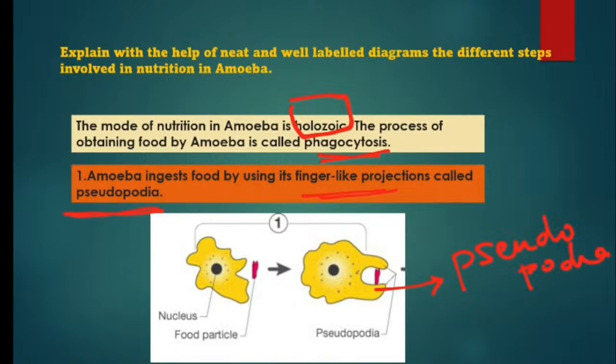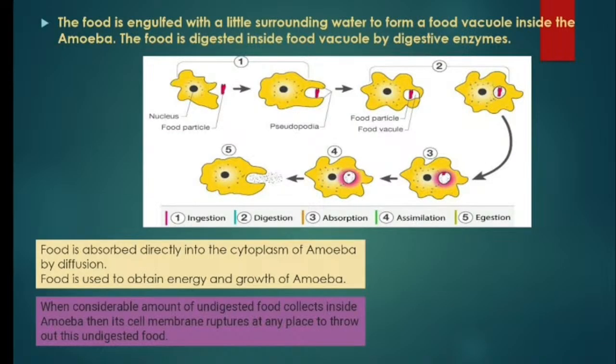All right. Okay, now what is the next step? What happens next? Next is that the food is engulfed with a little surrounding water to form a food vacuole. Once the food is engulfed by the pseudopodia, a food vacuole is formed by amoeba, and then the food is digested in the food vacuole by certain digestive enzymes, and this process is digestion. So first step is ingestion, and the second step is digestion.